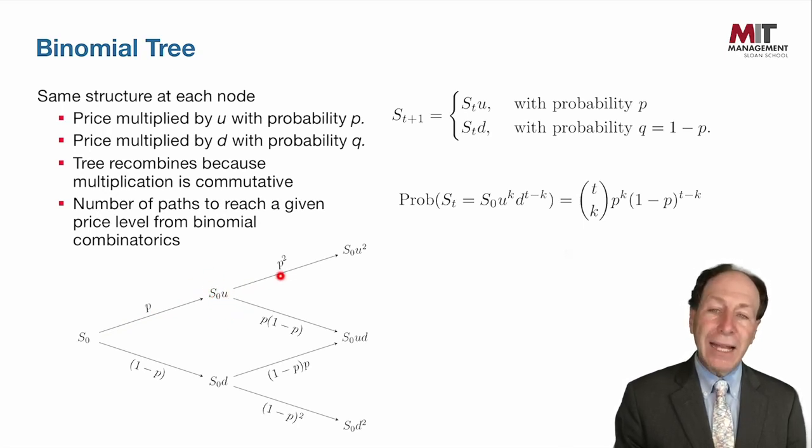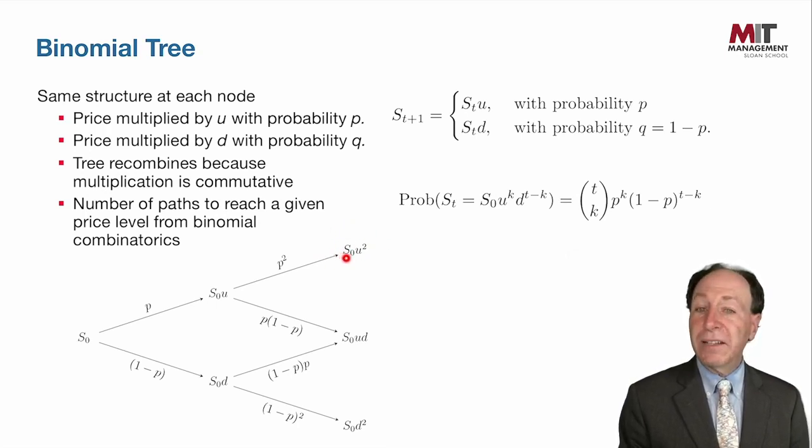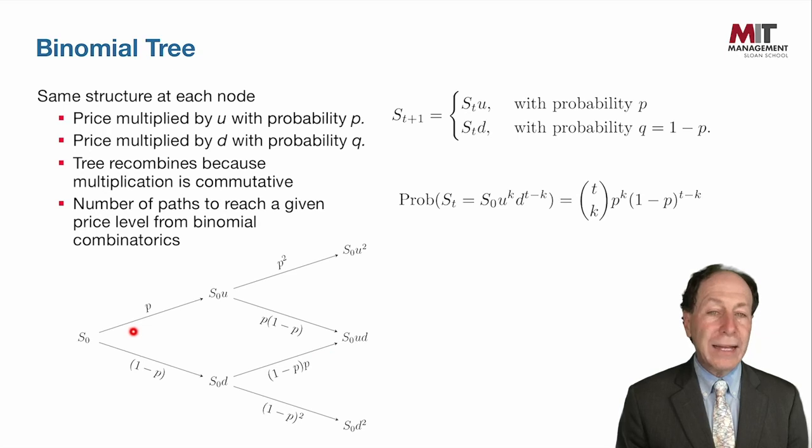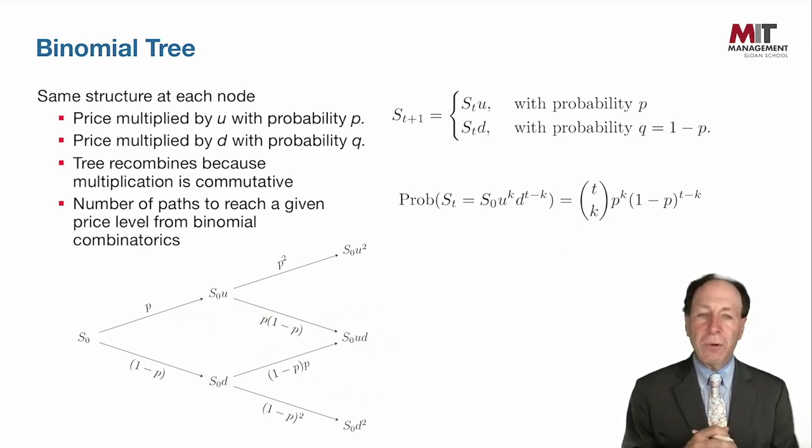If I go up again, the probability of going up and up is p squared, my cumulative probability to get to this point. If I do so, the asset price with probability p squared is going to be S0 u squared. Now, if I have an up and a down move, I have two different ways of doing that. Each of those ways has probability p times 1 minus p, and I get this value. And similarly for the downside of the tree, and I can go an arbitrary number of steps.